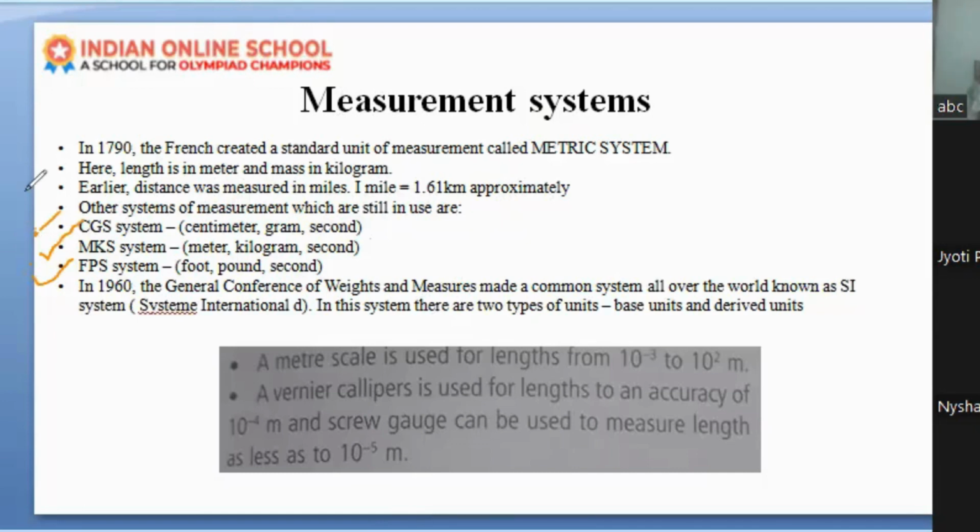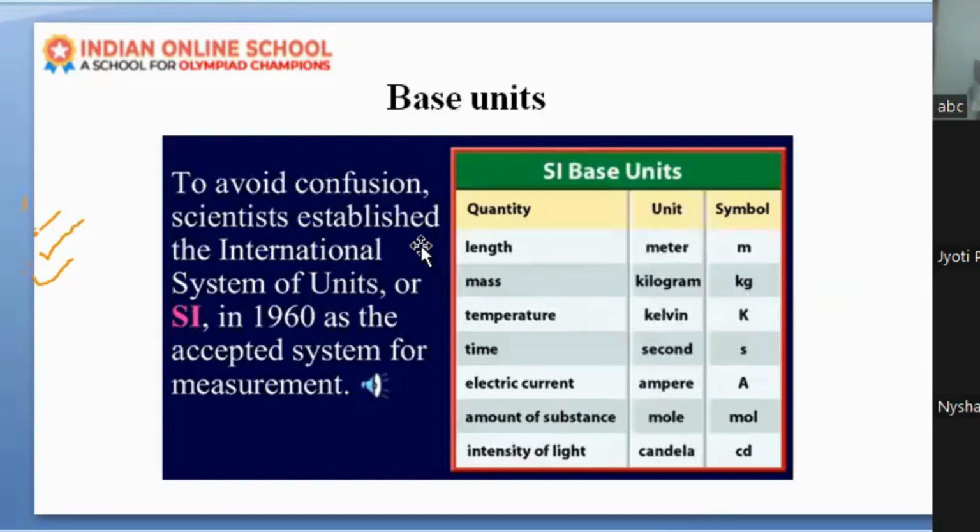Okay, in the next slide, let's talk in detail about the further classification of the metric system. We understood that the metric system is a standardized unit system, which includes measuring tape and scale, which provide an accurate measurement. It is further divided into base unit and derived unit. What is a base unit? Base means basic unit.